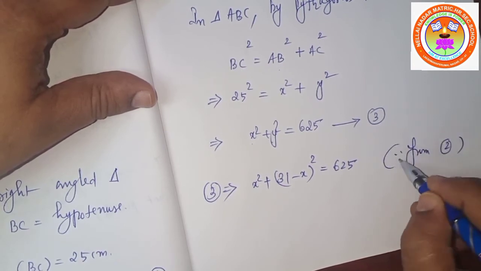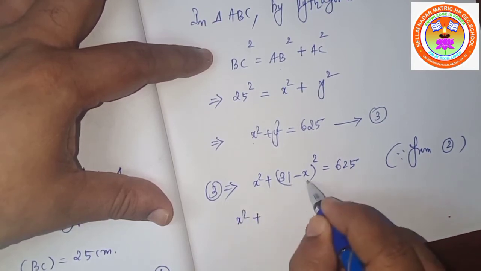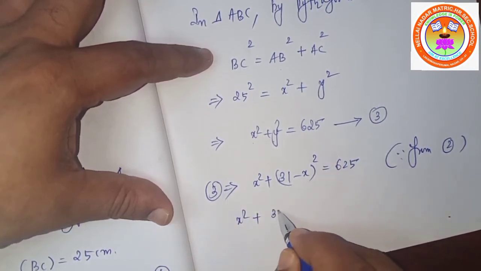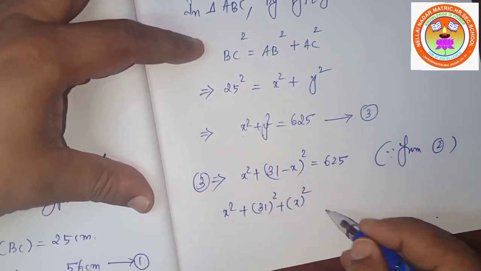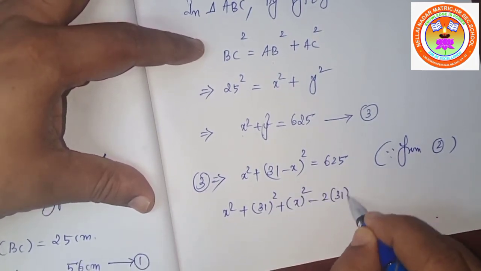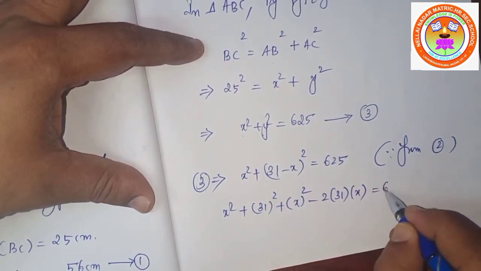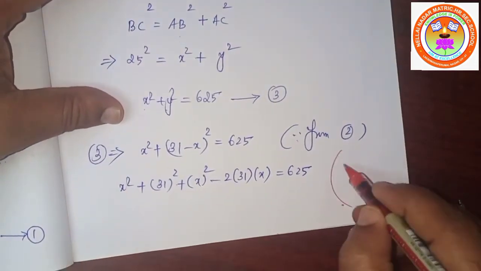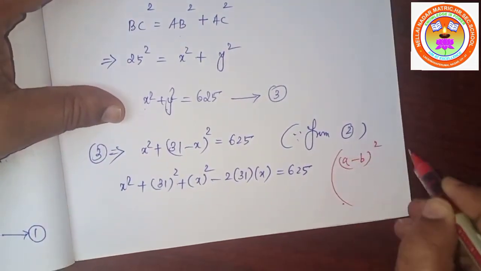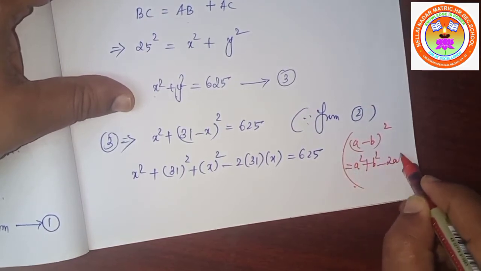Here you can apply the a minus b whole square formula, that is a squared plus b squared minus 2 into a into b. Formula a squared plus b squared minus 2ab, that is equal to 625. For your reference, I write the identity of a minus b the whole square: a squared plus b squared minus 2ab.